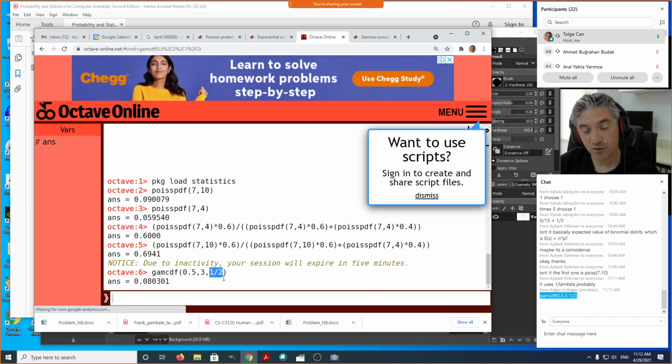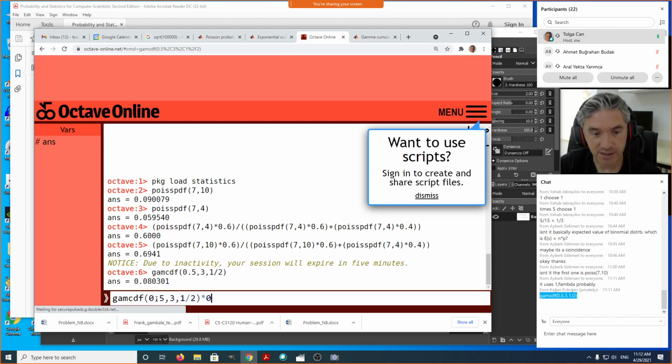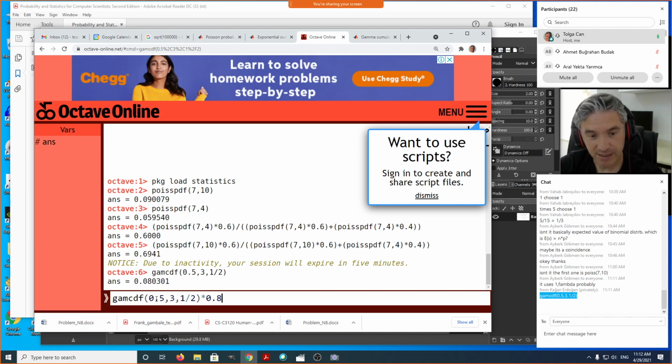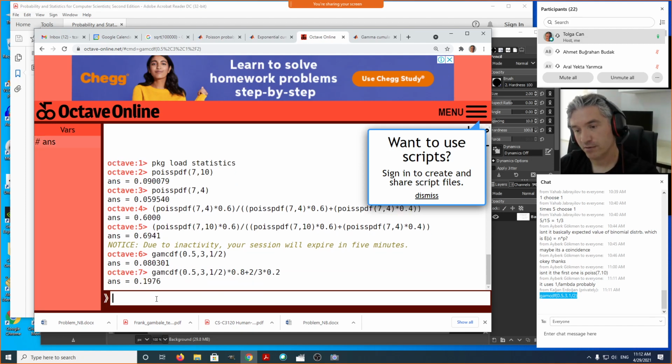So we are going to be using 1 over 2, 1 over lambda, as our parameter B, and our alpha was 3, and x we give it 0.5. This becomes our probability. So what we need to do is multiply this with 0.8 and add to that 2 over 3 times 0.2. So that's our probability.